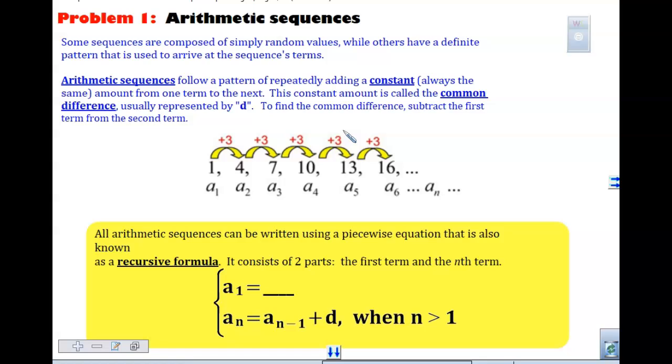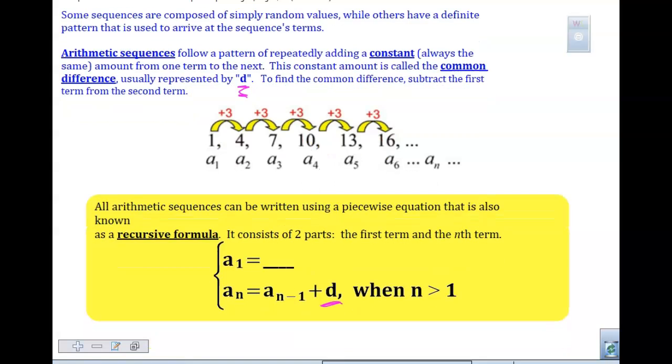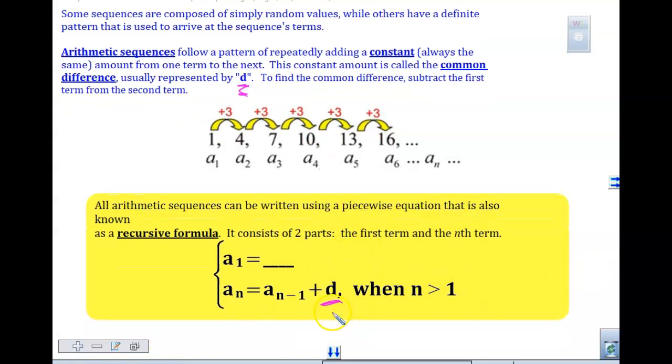So when you think about an arithmetic sequence at the bottom of the next page, if I was looking at this one, some sequences are composed simply of random values, while others have a definite pattern. Arithmetic sequences always have a repeated addition or subtraction. That's our constant, often called our common difference. This represents the D back here in our equation. So the D is really the common difference. It's what you are adding or subtracting to get the next number in our sequence.